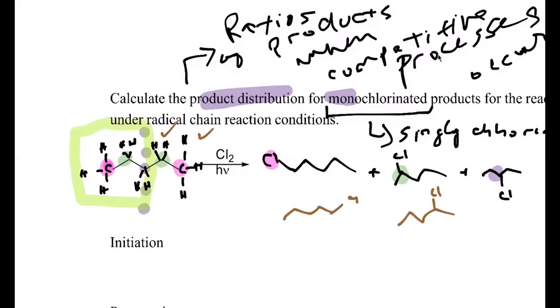So if we name these, we've got 5 carbons, 1, 2, 3, 4, 5, and then a chlorine on the first carbon, because we always start counting from the end where the closest substituent is. So this is 1-chloropentane.